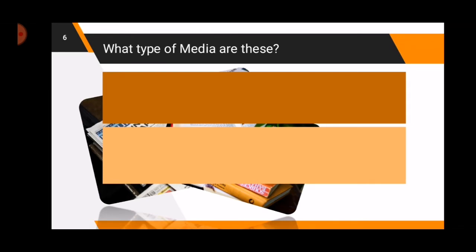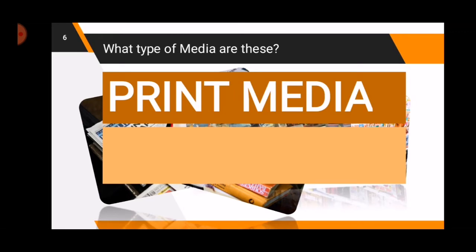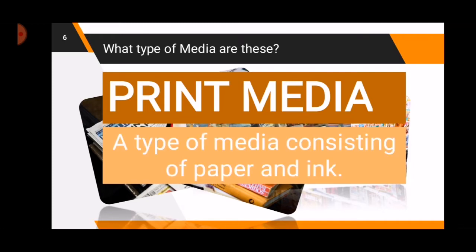But what type of media are those? As you have seen kanina, the newspaper, books, comics, and the magazines. So they are called print media. This is the first type of media. So what is print media? It is a type of media consisting of paper and ink. This is a very simple definition. So the first type of media is print media.